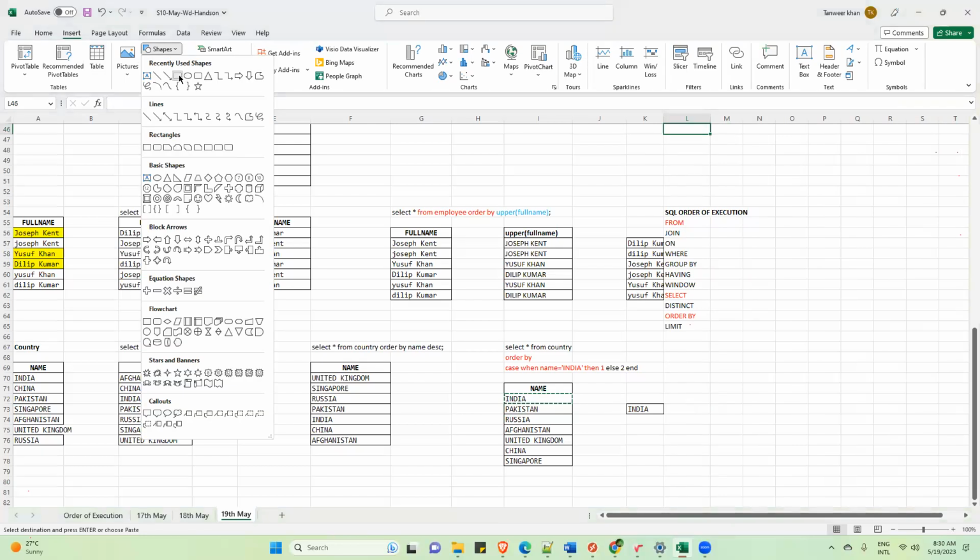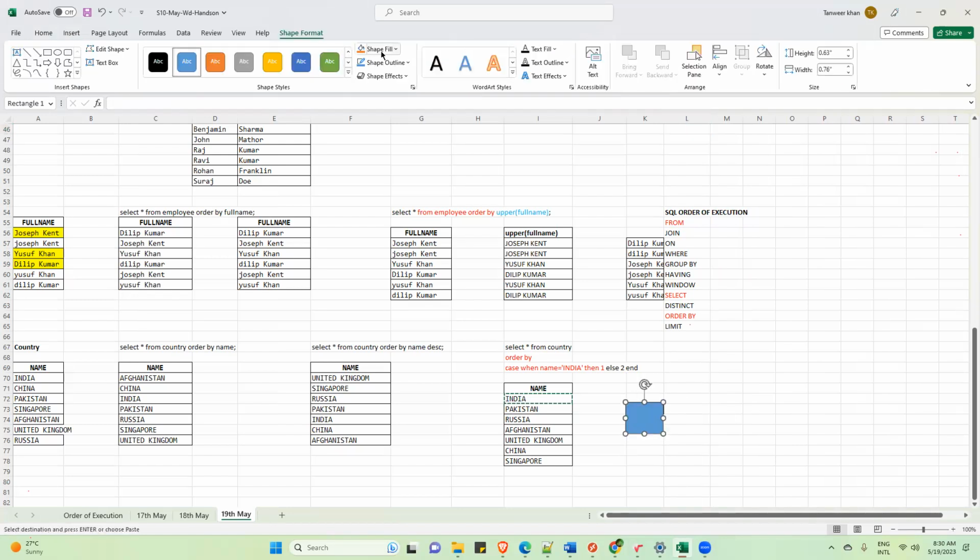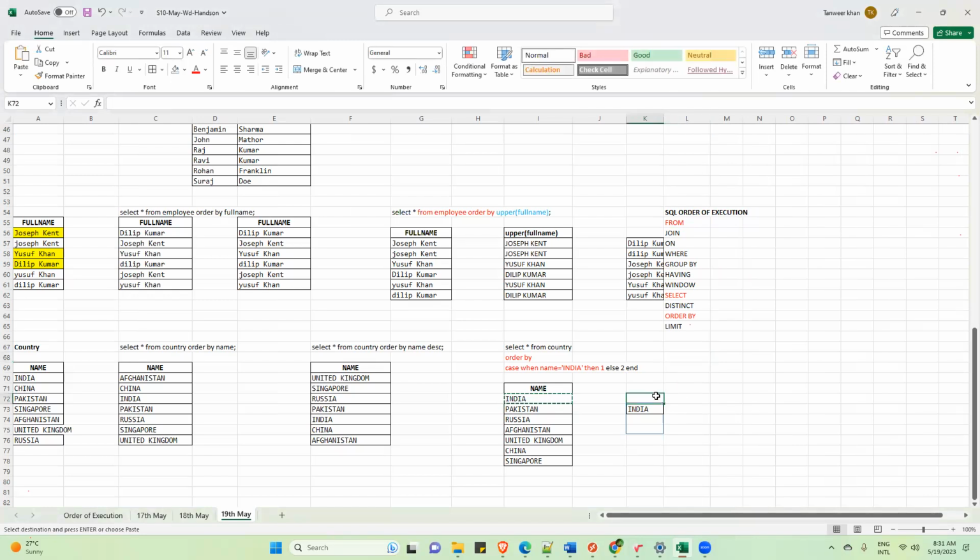So the engine will create a bucket and keep the name of this bucket as 1. This is bucket 1. In this bucket 1, you have placed India. This is the meaning of case when name is equal to India, then 1. It means wherever data is India, please place all those data in bucket 1. Is this clear?